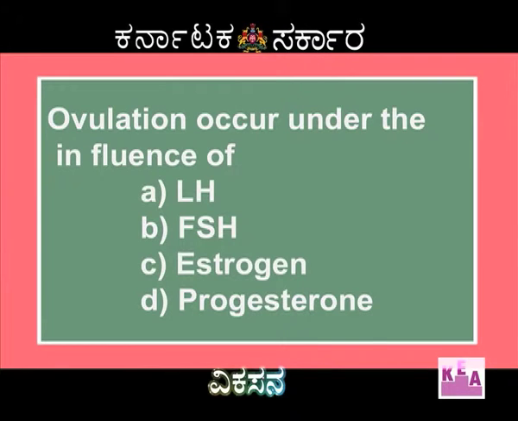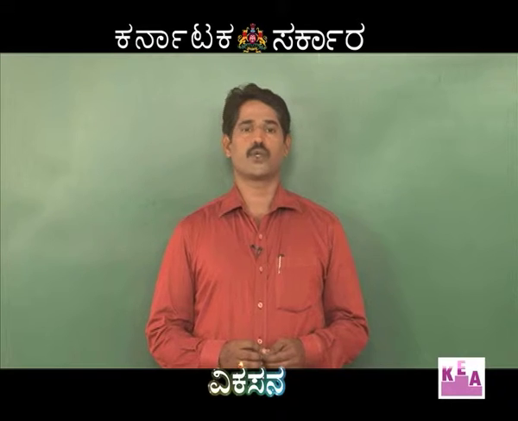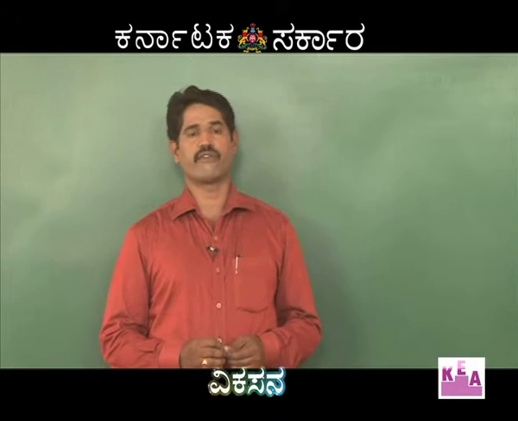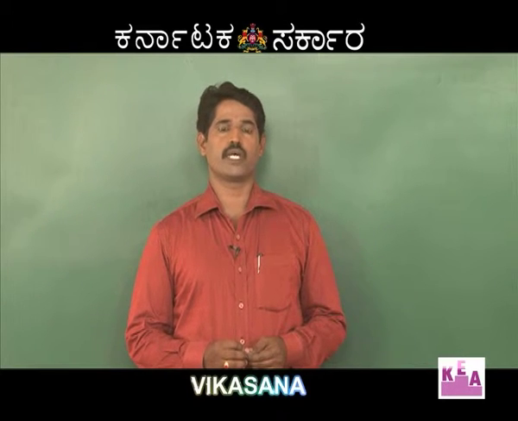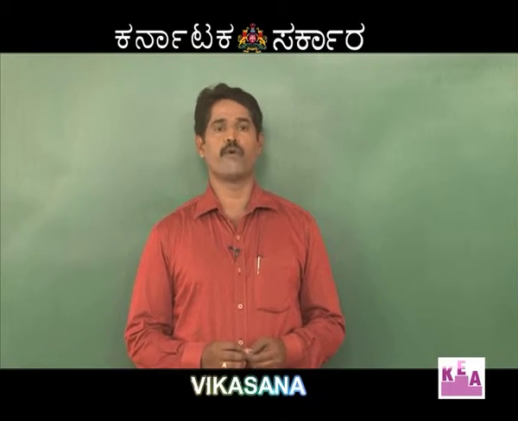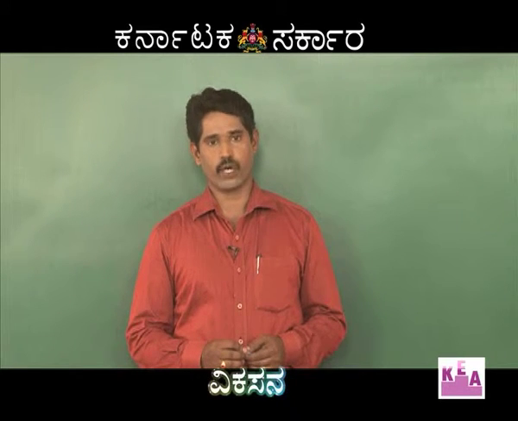Question. Ovulation occurs under the influence of which hormone? Options: luteinizing hormone, follicle stimulating hormone, estrogen and progesterone. So, dear students, first look into the definition of ovulation. Ovulation refers to the releasing of the ovum from the mature Graafian follicle.